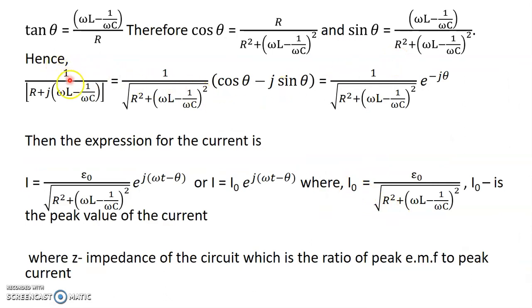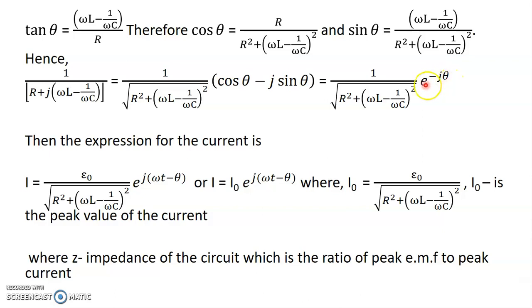Hence 1 over R plus j omega L minus 1 over omega C now can be represented as 1 over Z into cos theta minus j sin theta. This is in a polar expression. It can be represented as 1 over under root R square plus omega L minus 1 over omega C whole square, e power minus j theta.